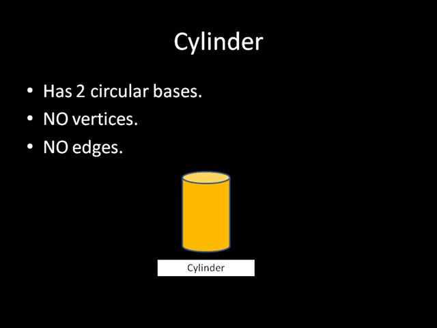Now we move on to the cylinder. A cylinder has two circular bases. It has no vertices and no edges. That means no corners, no lines.